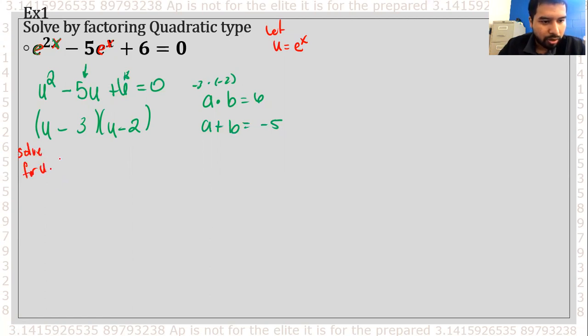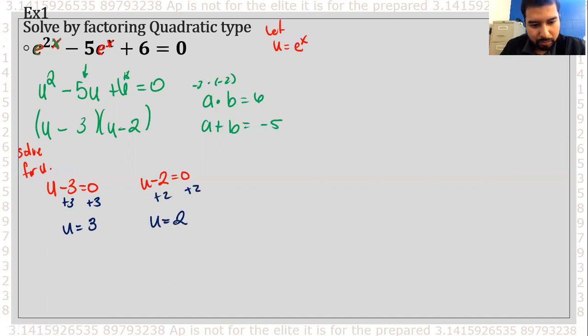Okay, so that's not that bad. We're going to get u minus 3 equals 0 and u minus 2 equals 0. From here, we're going to solve for u. So I add 3 on both sides, right? So u is equal to 3. And in this case, if I add 2 on both sides, I get that u is equal to 2.